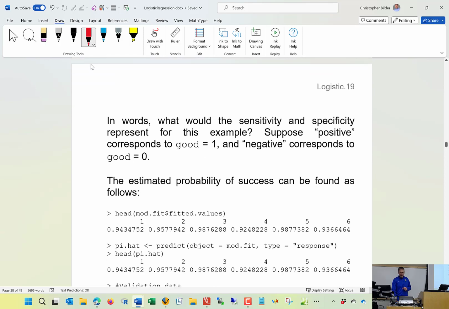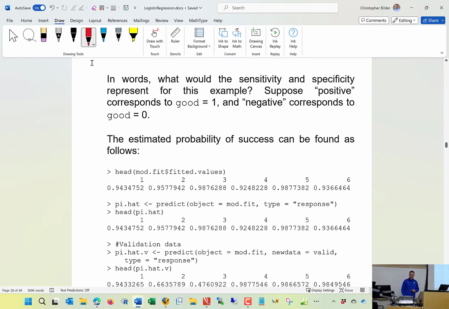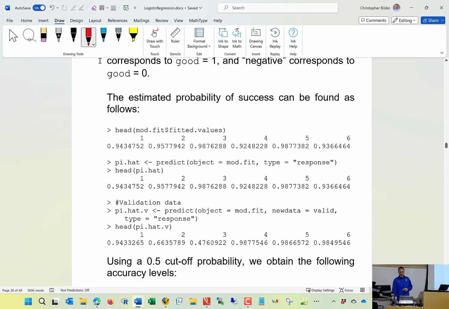Okay, so let's go to the example again. For us, good equals 1 is a success. If we go back to the HIV testing example, we can think of it as a positive. Good equals 0 is a failure, which you can think of as a negative. So the first thing we need to know is, how can I get the estimated probability of success automatically out from the R stuff that we just did? I'm sure you could program in the equation if you really wanted to and get pi hats.